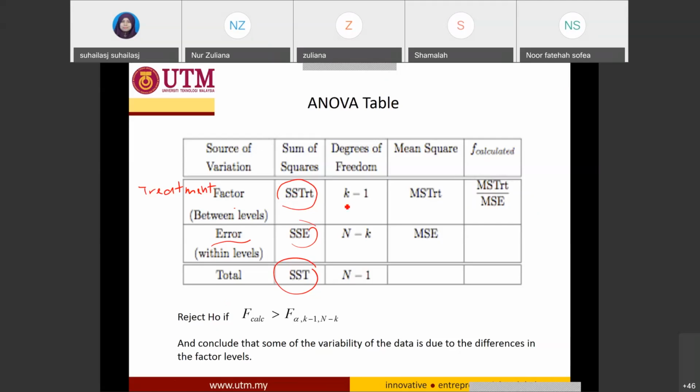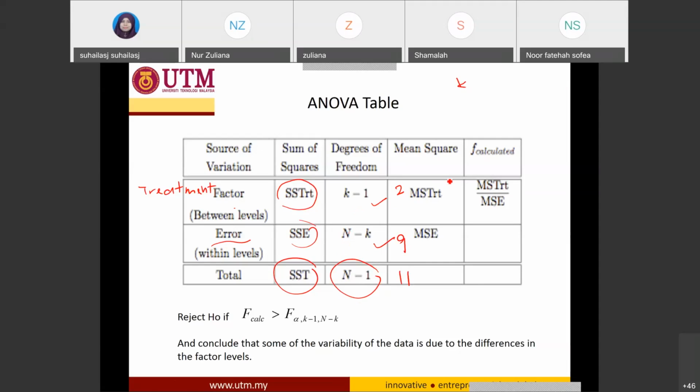So kalau sum square treatment, your number of treatment is k. Okay, so k minus 1. Sum square error, your total number of your observations semua tu, and minus k. Sum square total, you will have n minus 1. Okay, k minus 1, n minus k, and then the last one, n minus 1. Katakan sini lah 2, ini 9, so total up dia mesti 11. Macam tu lah. Okay. So kalau degree of freedom for treatment, k minus 1. Degree of freedom for error is n minus k.